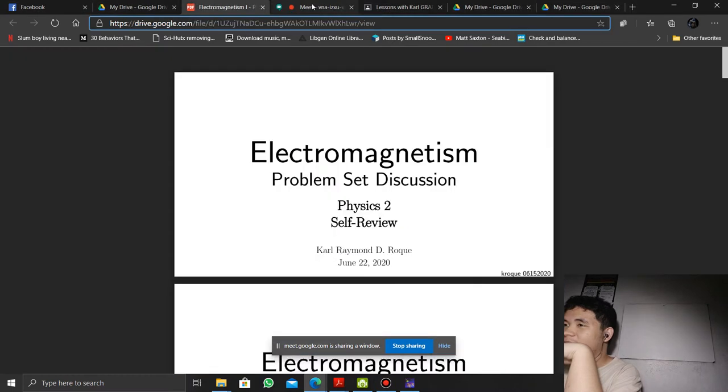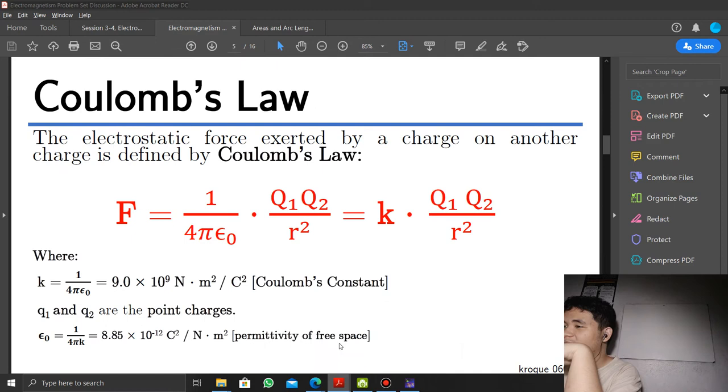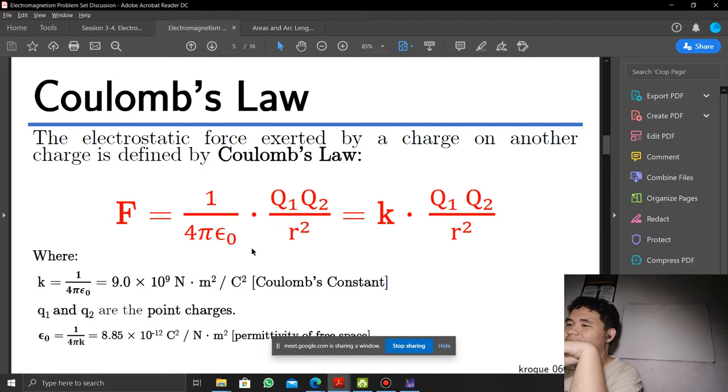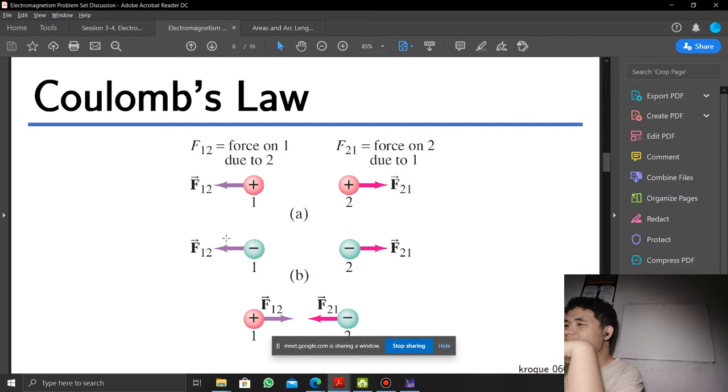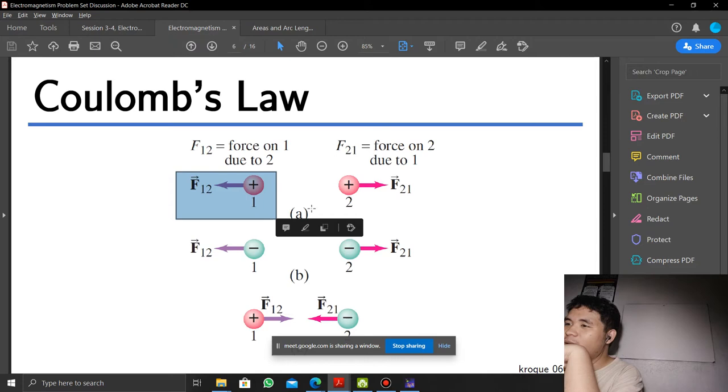That is kq1q2 over r squared. Then, q1 and q2 are the charges. Then, epsilon naught is the value given there. Okay. Na yan, just some of the notation ulit. Pag sinabi F1,2, force on 1 by 2. And F2,1, force on 2 by charge 1.